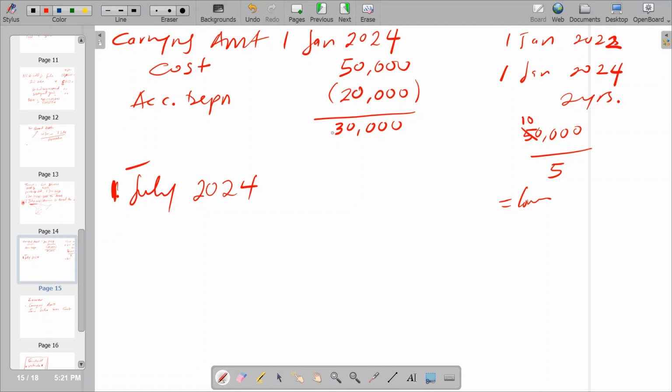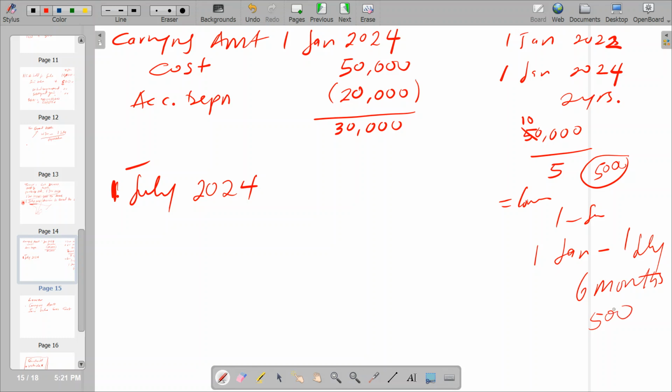Okay, so what will be the carrying amount as at 1st July? From 1st January to 1st July is 6 months. So the depreciation will be 5,000, because annual depreciation is 10,000, and half of 10,000 is 5,000. So from 1st January to 1st July, the depreciation will be 5,000.